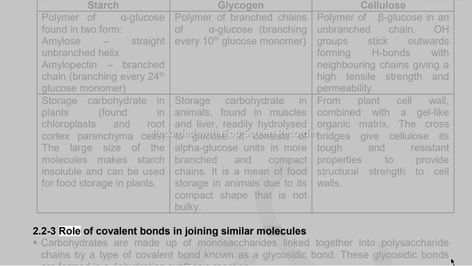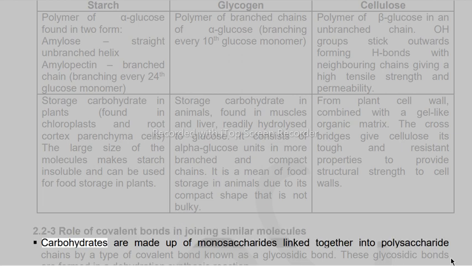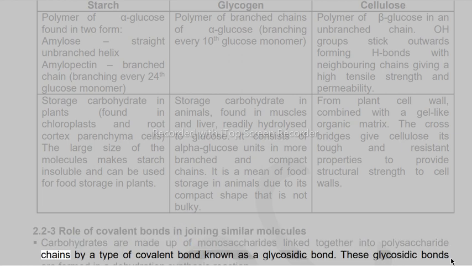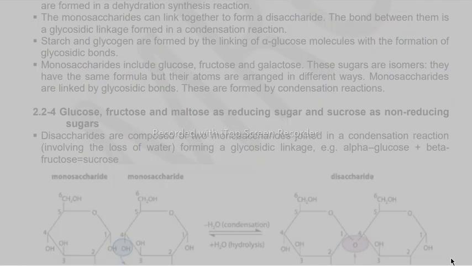2.2.3 Role of covalent bonds in joining similar molecules. Carbohydrates are made up of monosaccharides linked together into polysaccharide chains by a type of covalent bond known as a glycosidic bond. These glycosidic bonds are formed in a dehydration synthesis reaction. The monosaccharides can link together to form a disaccharide. The bond between them is a glycosidic linkage formed in a condensation reaction.